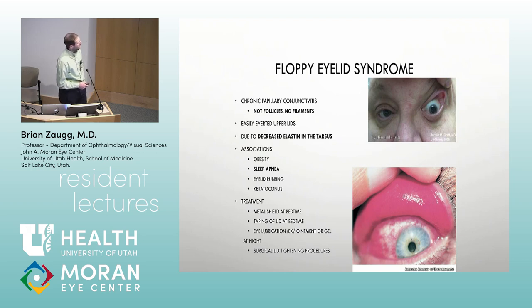Okay, so this is a papillary conjunctivitis. There's typically no follicles, and you're not seeing a filamentary keratitis with it. So it's easily everted upper eyelids. You have to touch your patients sometimes to figure this out. And the underlying problem seems to be a decrease in elastin in the tarsal plate. So you've got obesity, sleep apnea, eyelid rubbing, keratoconus. So the treatment really is to protect that eye. So either wear a shield at night, tape the eyelid closed at night, obviously do some sort of lubrication on it.